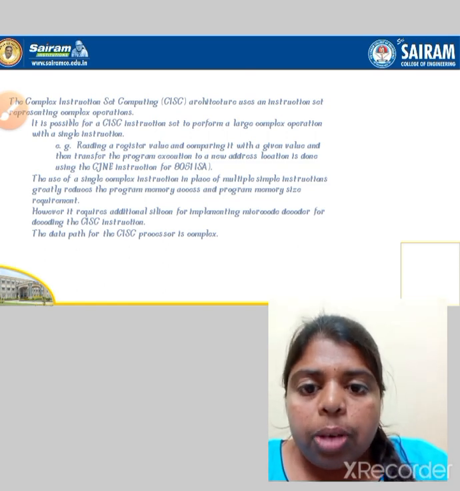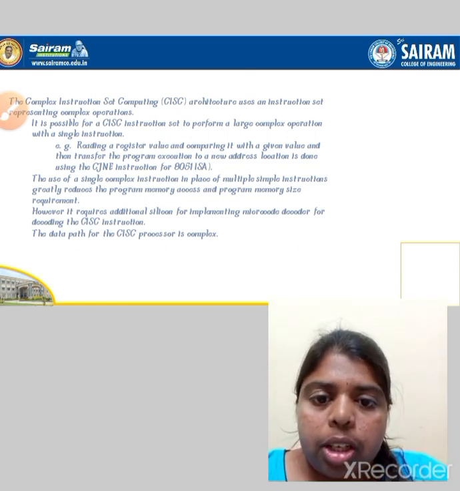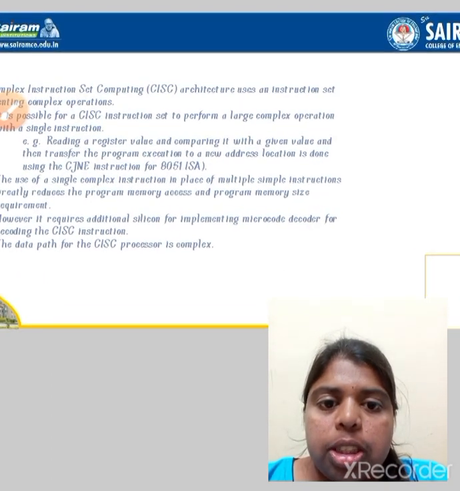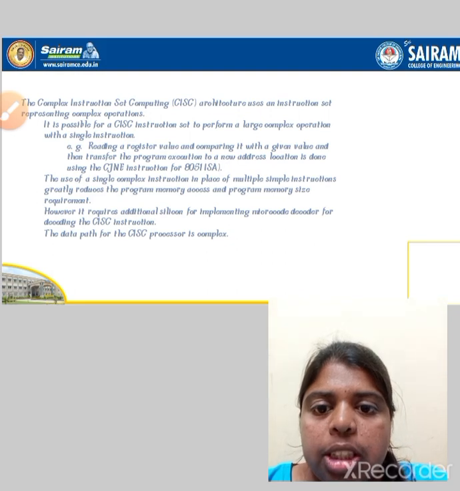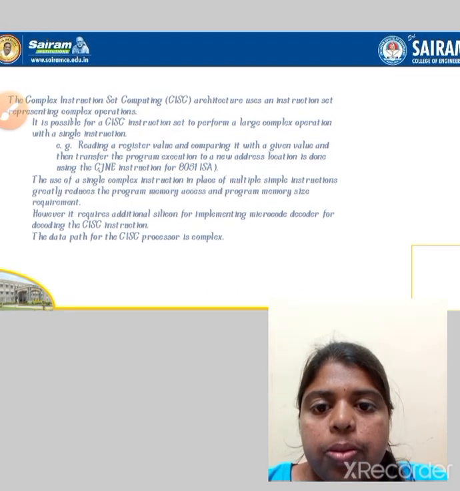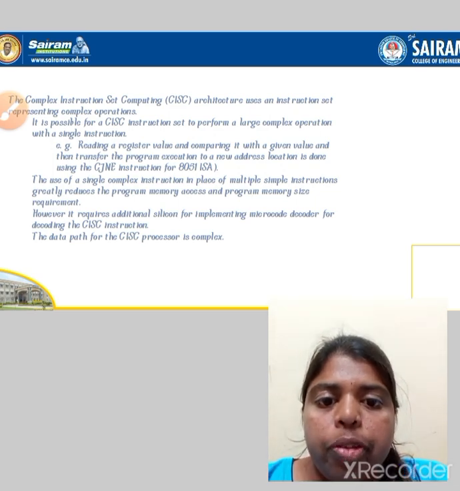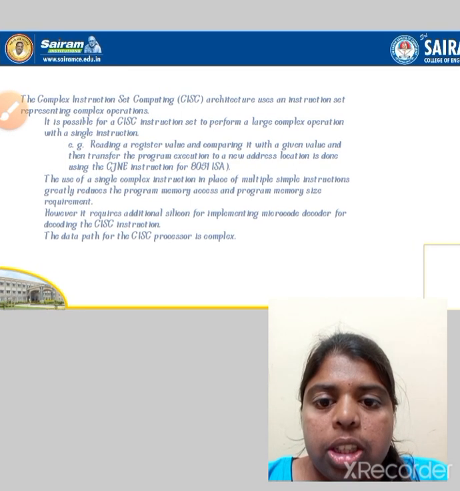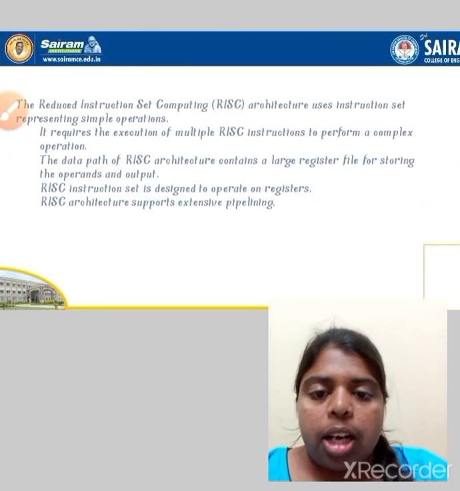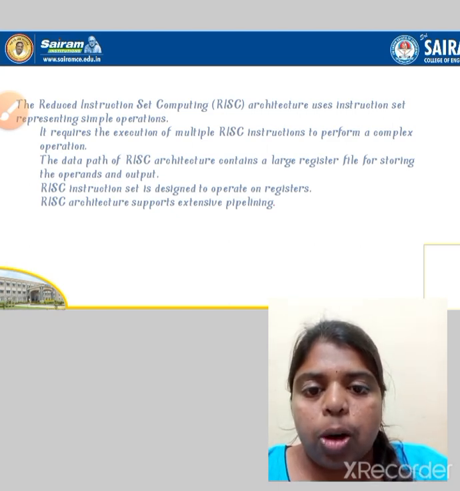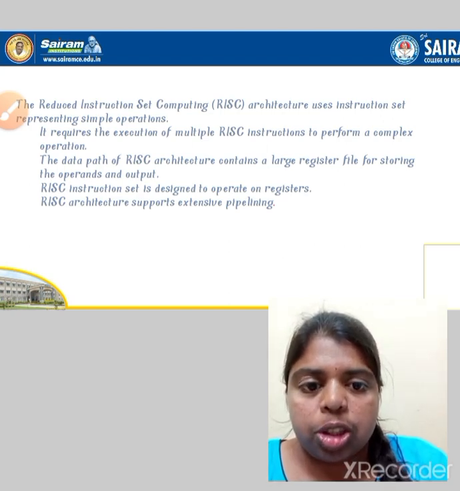Complex instruction set computing, or CISC, architecture uses an instruction set representing complex operations. It is possible for a CISC instruction set to perform a large complex operation with a single instruction. And one more is the reduced instruction set computing, RISC, architecture, which uses an instruction set representing simple operations. It requires the execution of multiple RISC instructions to perform a complex operation.